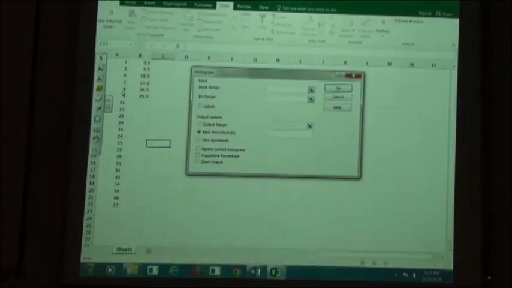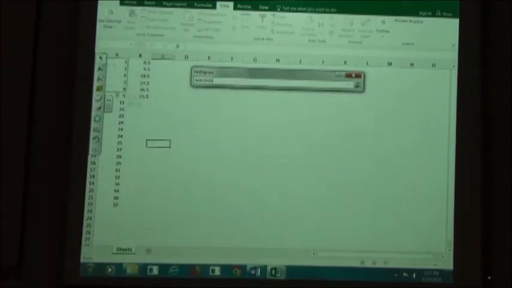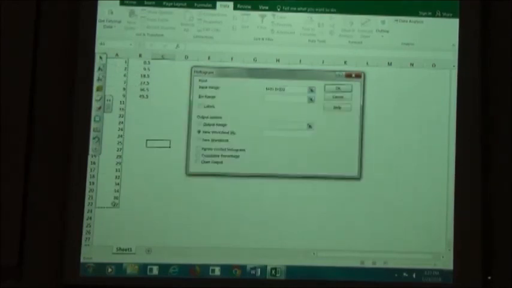My input range, I'm gonna click and drag over column A. Those are my numbers. And once you get to the bottom, make sure you click again. My bin range is my column B. So I click on the top one, highlight, click on the bottom. Whoops, that didn't give me the whole bin range. There we go.